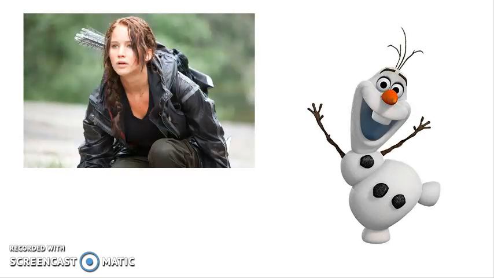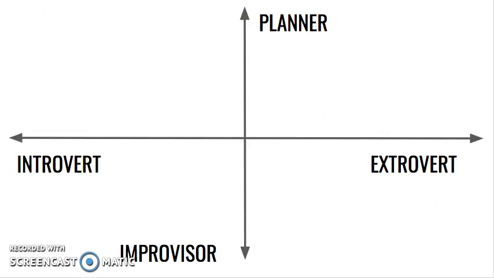Here I have Katniss and Olaf. All right, we're going to be plotting these two characters on our subjective graph. So these are the kinds of traits that we're going to be graphing them on. Up and down, we're going to be judging if they are a planner or if they're more of an improviser. Improviser means doing things on the fly without thinking.